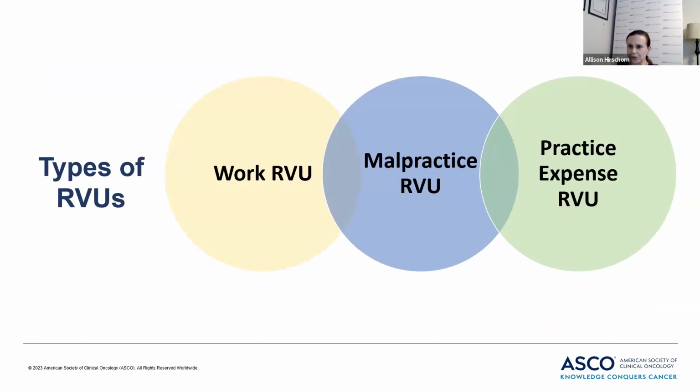What is a relative value unit, or RVU? An RVU identifies cost components linked to procedures and services described by CPT codes. When you think of RVUs, typically the work RVU is the first thing that comes to mind. However, there are other RVUs, such as practice expense and malpractice, that make up total reimbursement.